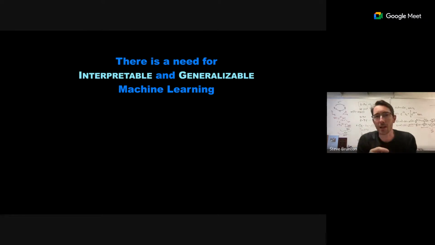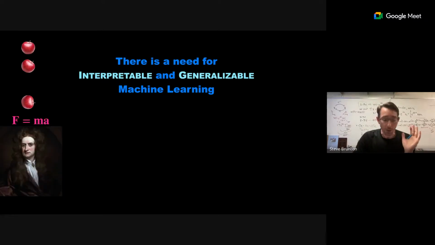Now, depending on which audience I talk to, I get in a fight every time I try to define these terms. I'm not going to define these. I'm just going to tell you what I mean by interpretable and generalizable with an analogy. My favorite example of an interpretable model, Newton's second law. Clearly interpretable. It has three terms: force, mass, and acceleration.